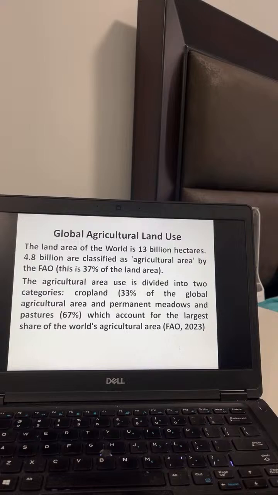Agricultural area by the FAO. This is 37% of the land area. The agricultural area used is divided into two categories: cropland, 33% of the global agricultural area, and permanent meadows and pastures, 67%, which account for the largest share of the world's agricultural area according to the FAO 2023.